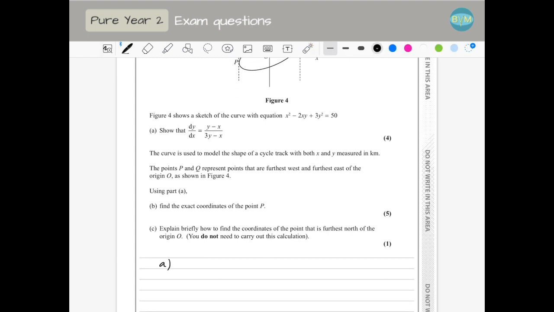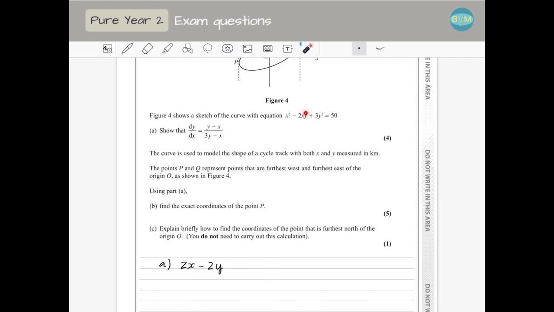It's quite simple. What you are going to do is just differentiate in order what you have. So the derivative of x squared is 2x. The derivative of 2xy is a product, so I'm going to use the product rule. I'm going to differentiate the first one. So the derivative of x is 1 times y, so 2y.